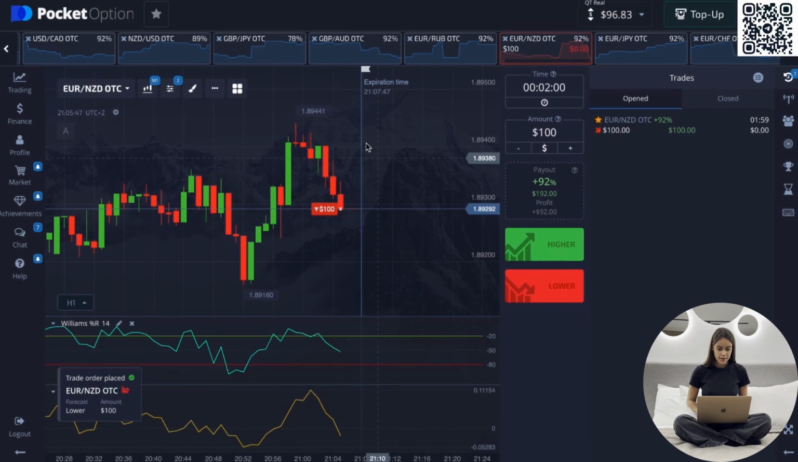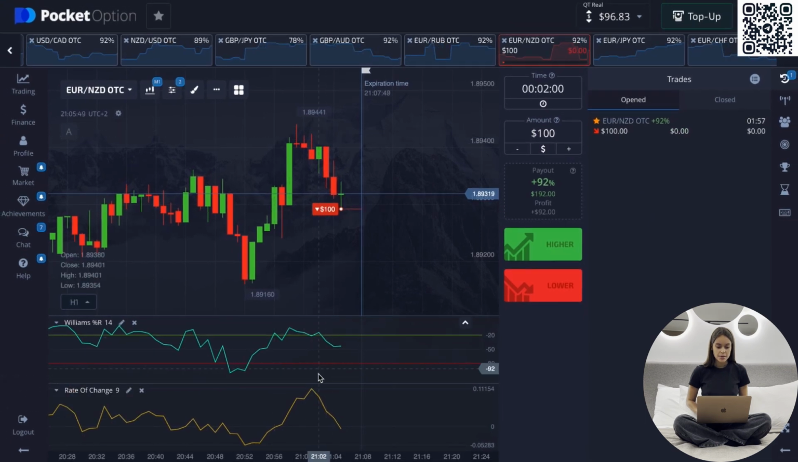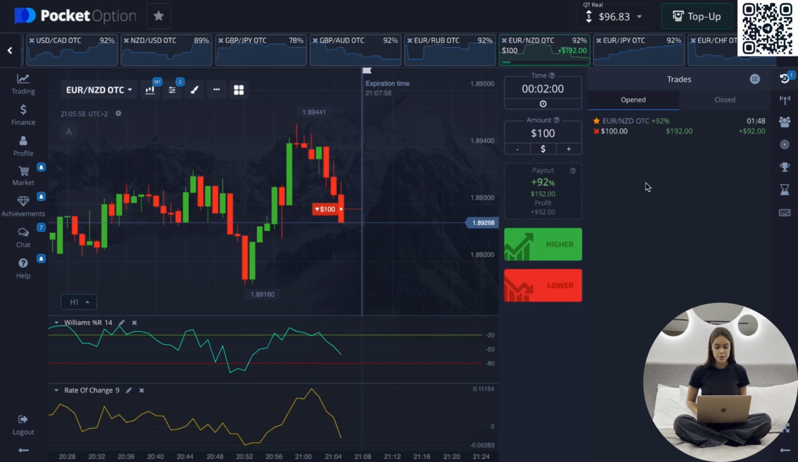So, as you can see, everything here indicated that it was necessary to open a position for a decrease, which I did. Now we are waiting for the end of this transaction.